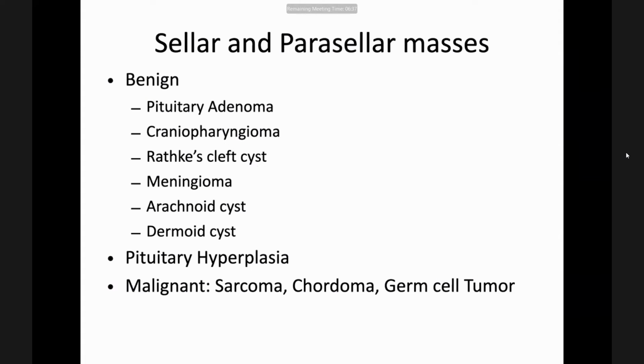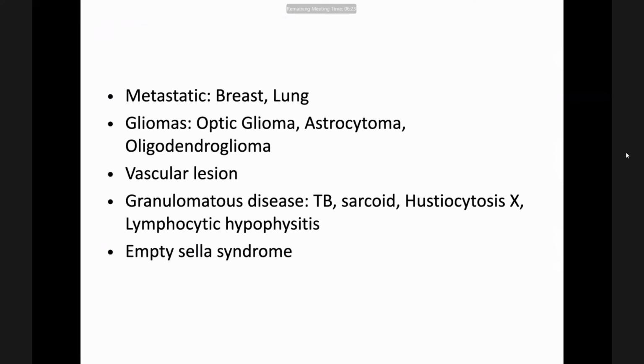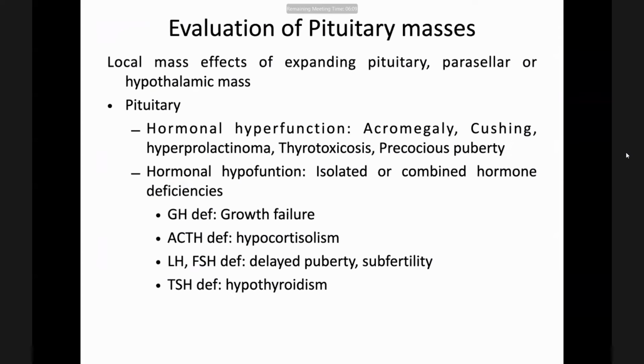So sellar and parasellar masses, tumors हुन सक्छ, it could be benign pituitary adenoma, craniopharyngioma, Rathke's cleft cyst, meningioma, arachnoid cyst, dermoid cyst, similarly pituitary hyperplasia हुन सक्छ, malignant like sarcoma, chordoma, germ cell tumor हुन सक्छ. These are different types of masses like metastatic breast, lung, gliomas like optic glioma, astrocytoma, oligodendroglioma, vascular lesions हुन सक्छ, granulomatous disease like tuberculosis, sarcoid, histiocytosis अथवा empty sella syndrome हुन सक्छ. These all are the different types of mass that we may encounter in evaluating a case of hypopituitarism.